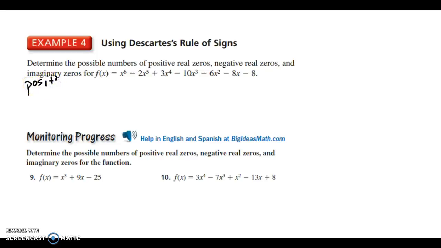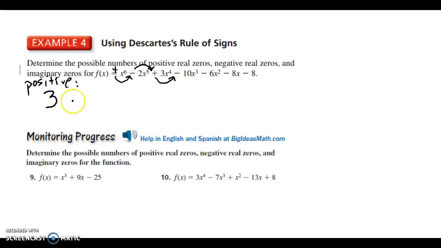For positive zeros, all you want to do is look at the original polynomial and count how many times the sign changes. Right now, in front of the x to the 6, we have a plus. So we go from a positive to a negative, that's one sign change. Then from a negative to a positive, that's two sign changes. Then a positive to a negative, that's 3. Then we stay negative the rest of the way. So we had 3 sign changes.